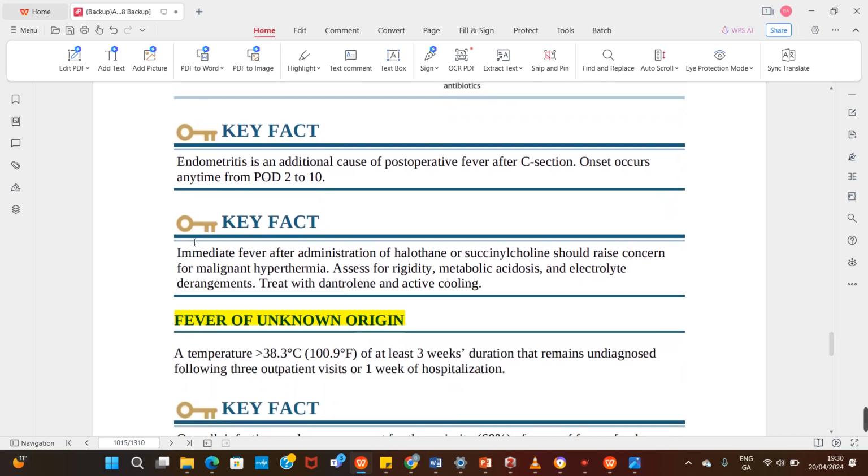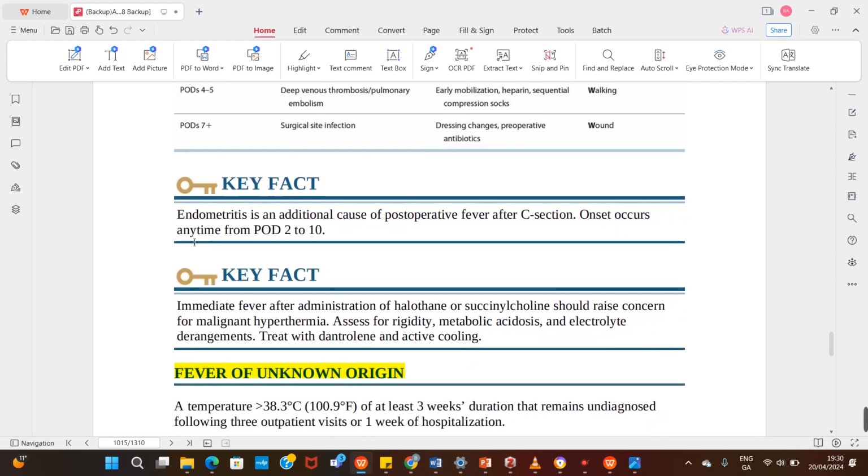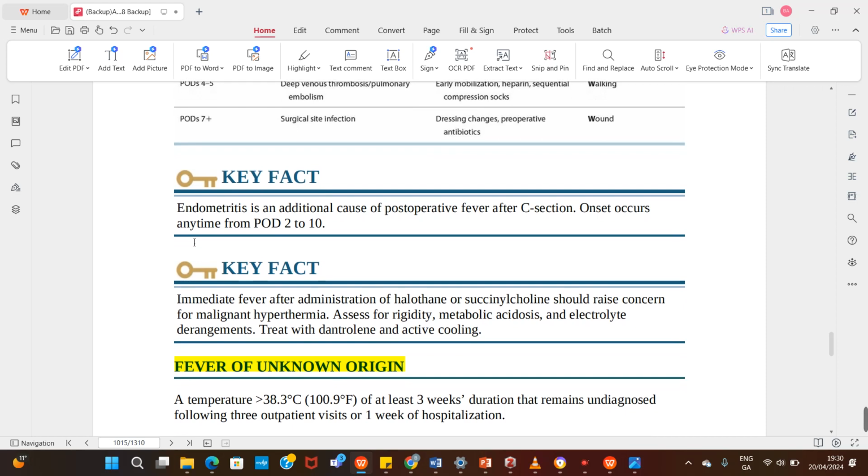I know Dr. Barinde will have talked about endometritis very well as a cause of postoperative fever after cesarean section. So about maybe 2 days after the surgery, the patient can develop fever, abdominal pain, tenderness, discharge from the vagina. So you want to consider endometritis as a possibility. It's very common anytime between POD 2 and POD 10, but it's going to last for at least 2 days.